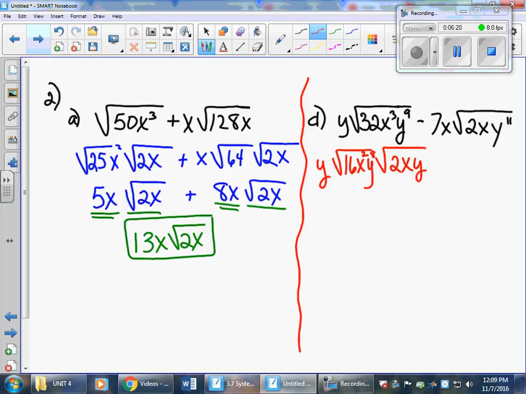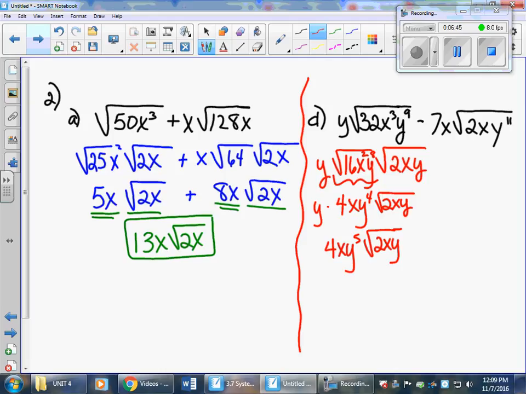So before we move on to the next one, let's simplify this a little bit. Let's do our rational portion here. This becomes y times 4x y to the fourth, which comes out to 4x y to the fifth radical 2xy. Don't forget the radical 2xy. Phew! Okay, let's move on.